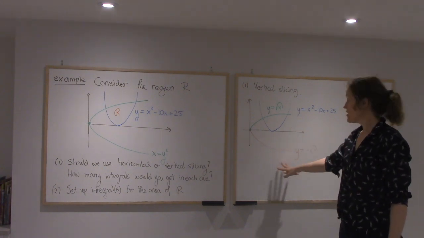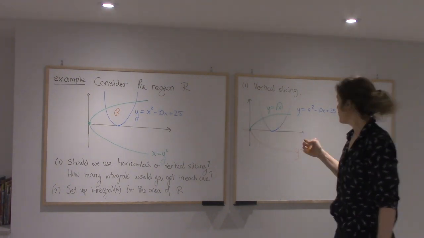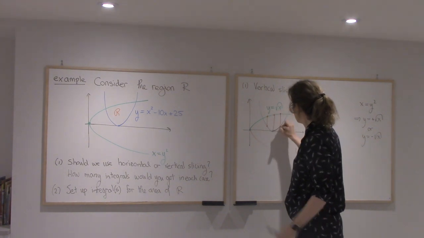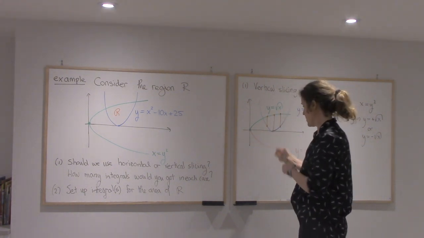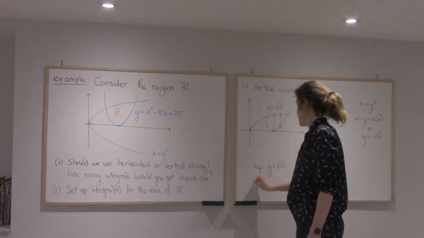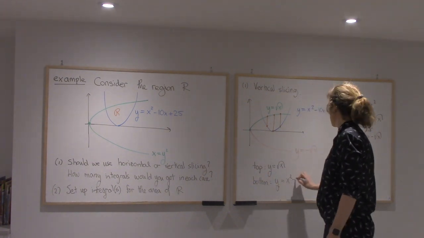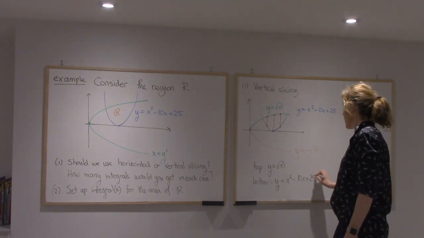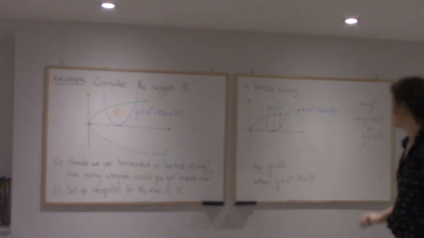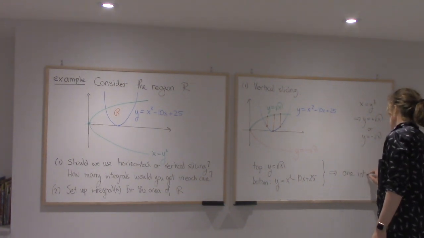Notice that our region doesn't touch the red curve, and that's good. That means we can use only this formula, and that'd be fine. And for the entire region, I would get top is y equals root of x, and bottom is y equals x squared minus 10x plus 25. I have one formula for top the entire time. I have one formula for bottom the entire time. That means I would need one integral.